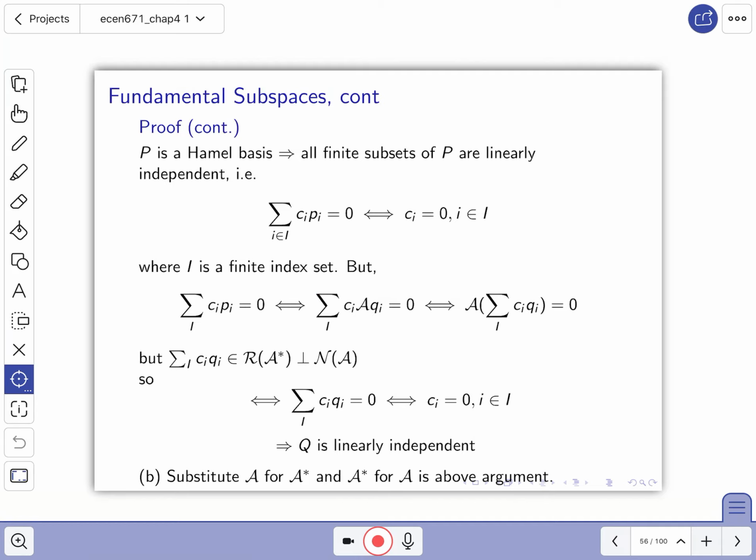And we know, I'm sorry. Since Pi is equal to A Qi, then for the sum of CiPi we will just substitute in A Qi. So this guy has to be equal to 0. And that's true since it's a linear operator, we can pull A outside of this finite sum, and we have A operating on this finite sum is equal to 0. Okay, but this finite sum, we know that's in the range space of A star, which is orthogonal to the null space of A.